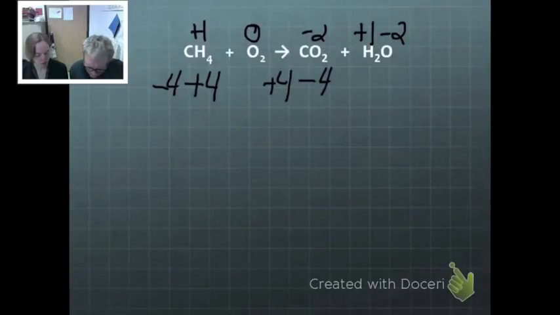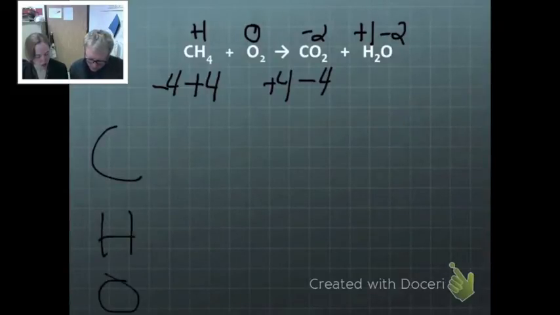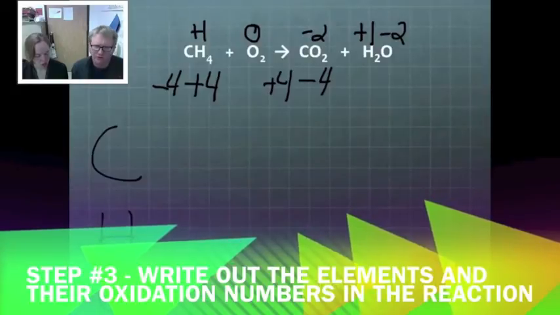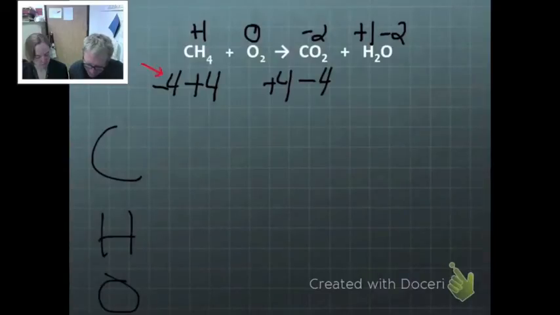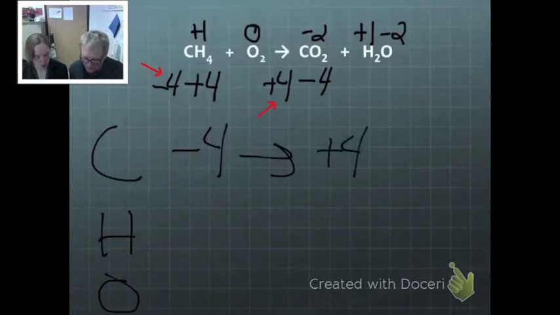So when in doubt, just write out all of our elements and what's happened to their oxidation numbers. All right. So I've got carbon, hydrogen, and oxygen. Carbon started out as -4, and then I look over here, it went to +4. So that one changed. Let's look at hydrogen now. Hydrogen started out as +1 right here, and I look on the other side, and it's +1 right here.